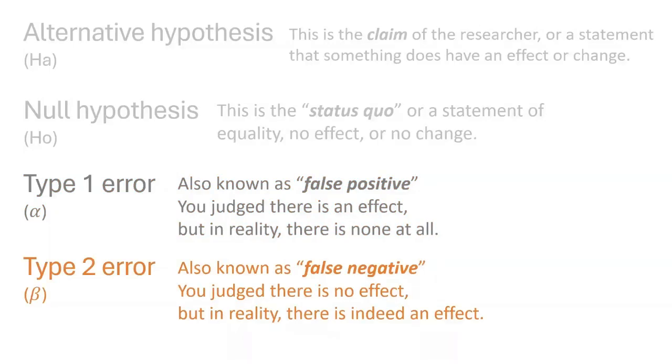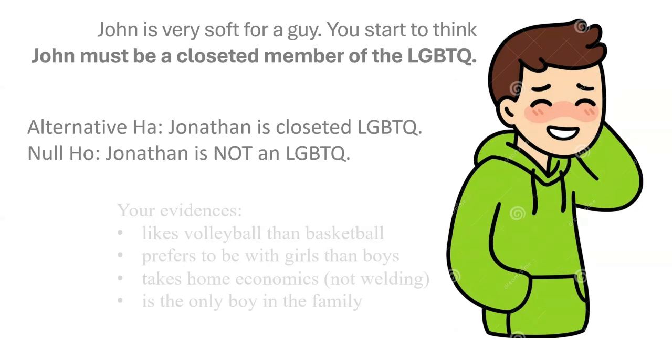Type 2 error is when we fail to judge there is an effect, but in reality, there really is an effect. We fail to notice it. Thus, this is called a false negative. In hypothesis test, we must be very careful with our evidences so as not to get either type of error, because making errors like this may be costly at times. Let's have some real-life examples.